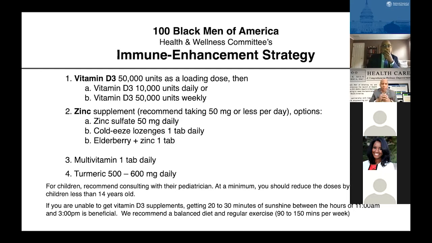And I think we forget about our children sometimes, so we recommend them talking to their pediatrician to get their dosages. And then obviously with D3 and getting 20 to 30 minutes of sunshine, a lot of us as we get over 50 years old, we lose our vitamin D. So it's very important to try to augment that with some sort of sunlight. And proper exercise obviously is very, very important. I recommend 150 minutes per week. Next slide.